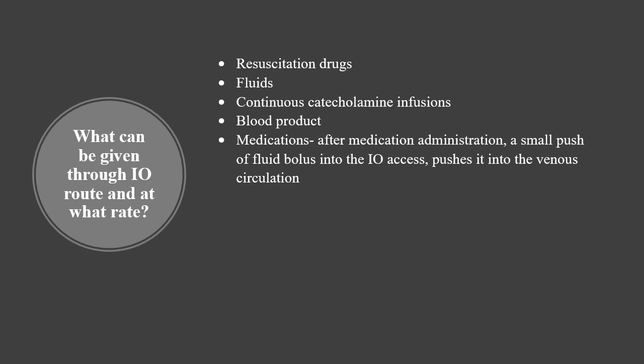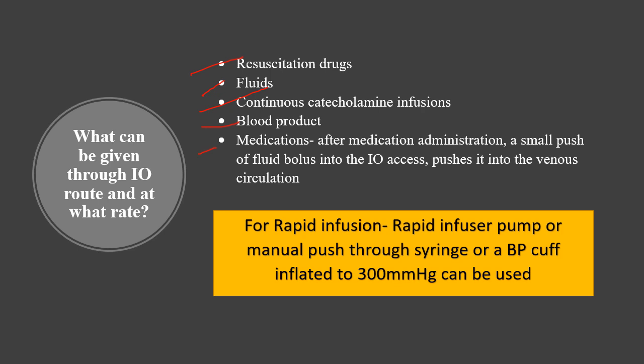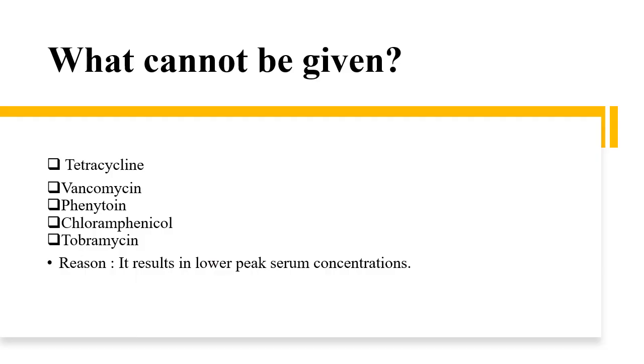What can be given through an intraosseous route? Almost anything can be given. Blood products can be given, fluids can be given, resuscitation drugs can be given, your vasopressor and catecholamine infusions can be given, medications and antibiotics can be given. You can even use it as a route for bolus therapy. You can attach the fluids to a rapid infuser pump, or you can manually push, or you can attach a BP cuff to your fluid bottles, inflated to 300 millimeters of mercury, so that it acts like a rapid infuser.